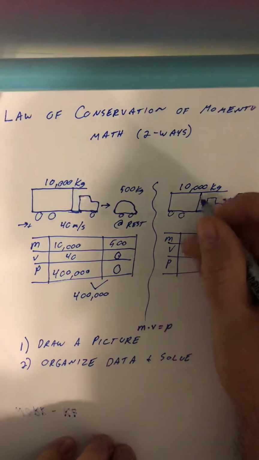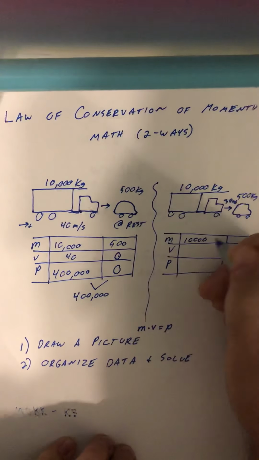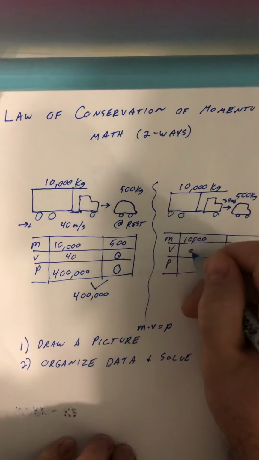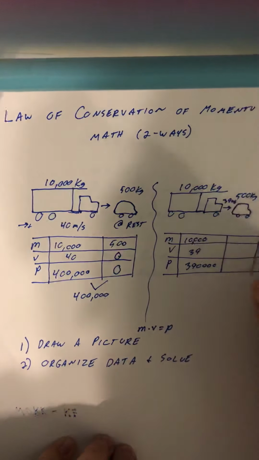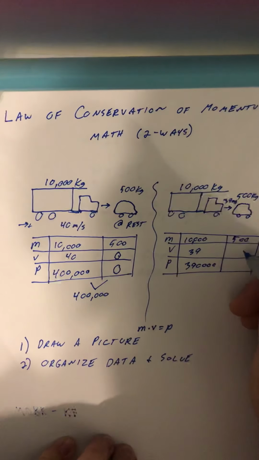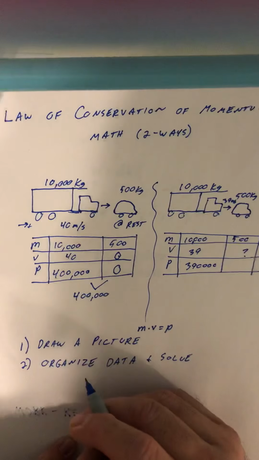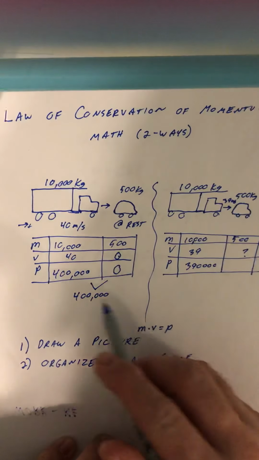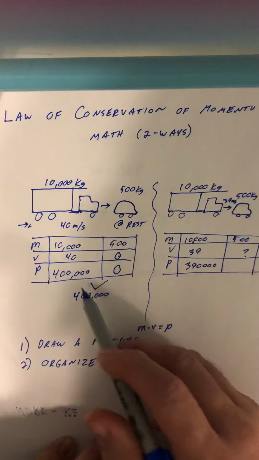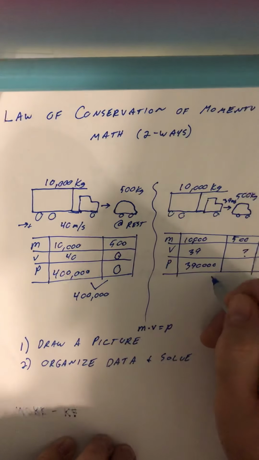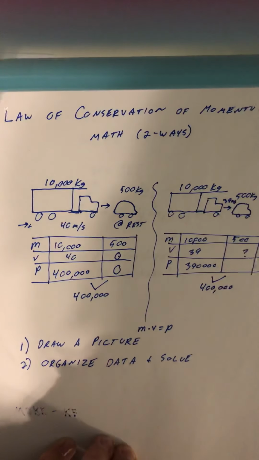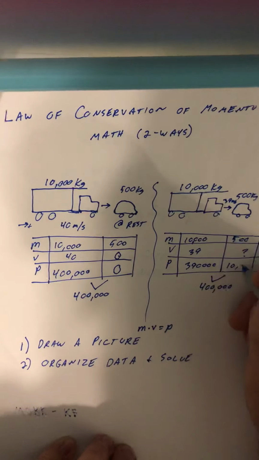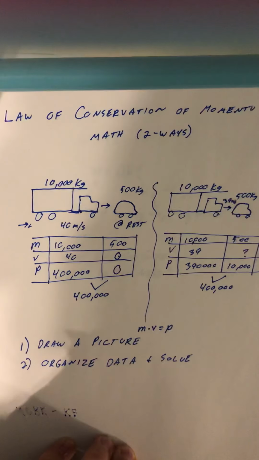So over here, I do the same exact thing. 10,000 kilograms, velocity of 39, which would give me 390,000, and 500 with an unknown here. So that unknown is what I'm looking for. But the thing that I know is over here, my grand total was 400,000. So my grand total over here also needs to be 400,000. So that leaves this with 10,000 units of momentum necessary.